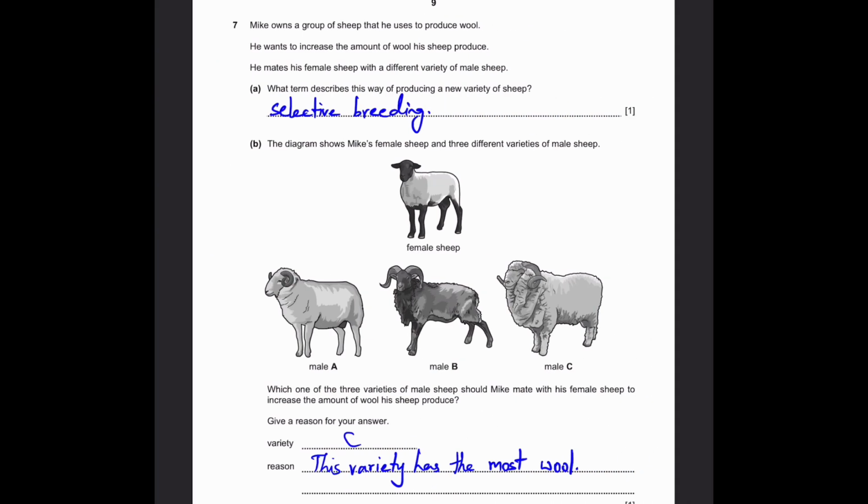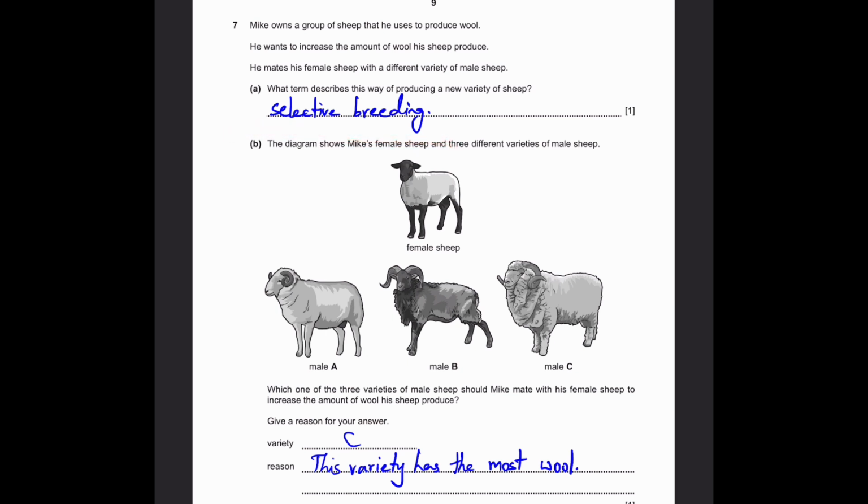Question 7. Mike owns a group of sheep that he uses to produce wool. He wants to increase the amount of wool his sheep produce. He mates his female sheep with a different variety of male sheep. A. What term describes this way of producing a new variety of sheep? The answer is simply selective breeding.